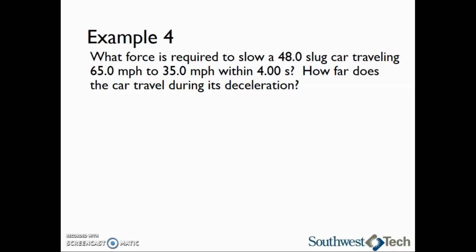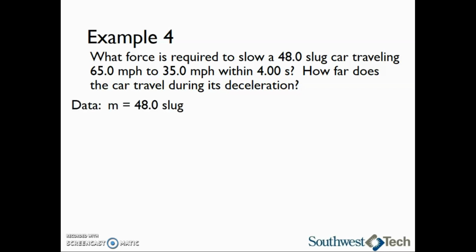In the fifth lecture video on momentum and collisions, we will use the impulse momentum theorem described in the last video to solve a problem. What force is required to slow a 48 slug car traveling 65 miles per hour to 35 miles per hour within 4 seconds? And how far does the car travel during its deceleration? Let's first write down everything that we know.